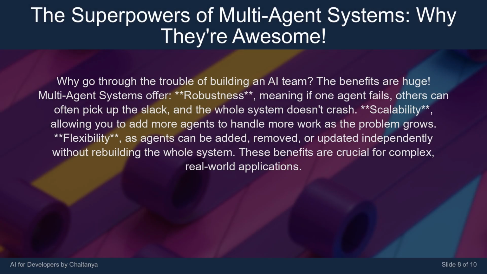Why go through the trouble of building an AI team? The benefits are huge. Multi-agent systems offer robustness, meaning if one agent fails, others can often pick up the slack, and the whole system doesn't crash. Scalability, allowing you to add more agents to handle more work as the problem grows. Flexibility, as agents can be added, removed, or updated independently without rebuilding the whole system. These benefits are crucial for complex, real-world applications.